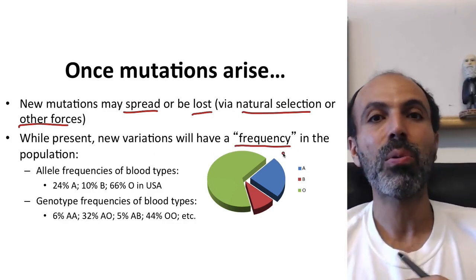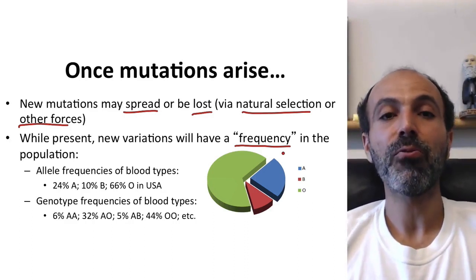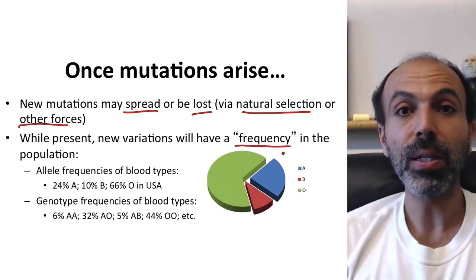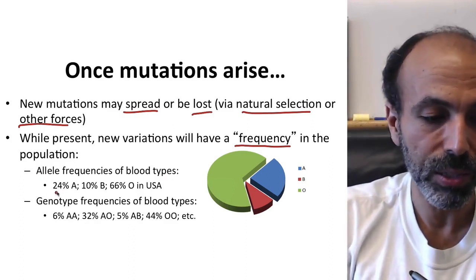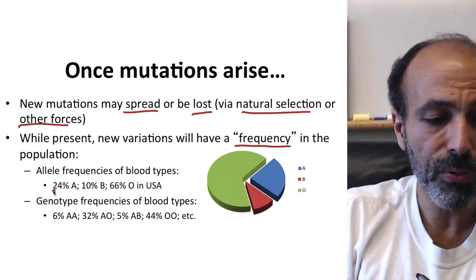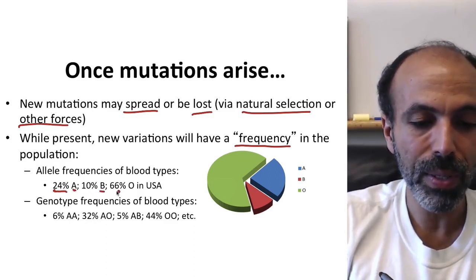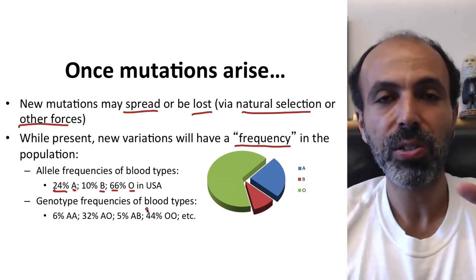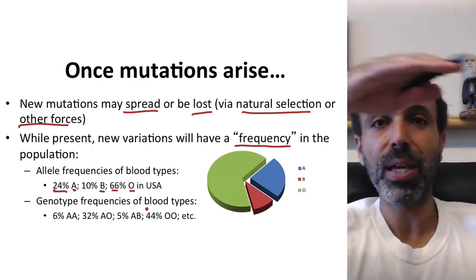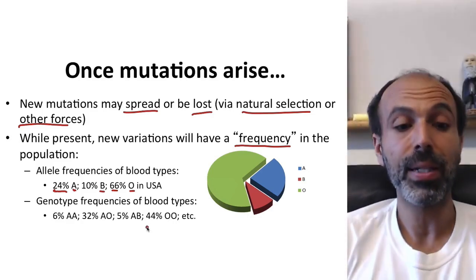Now, while they're present, these new mutations, these new variations will have a frequency in the population. And this is something that will be very important when we get into population genetics, that alleles are present at a frequency within populations. You can see this as an example. Here are allele frequencies of blood types in the United States, just as an illustration. About 24% of the alleles out there are A, 10% are B, 66% are O. If you took everybody's chromosome and just lined them up, you would count on average these numbers in the United States.